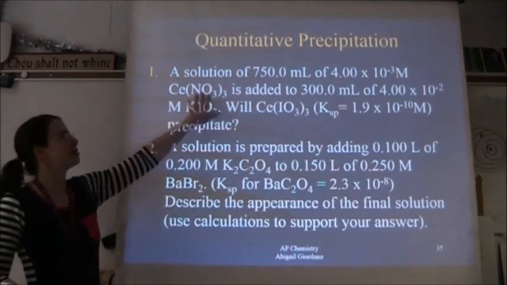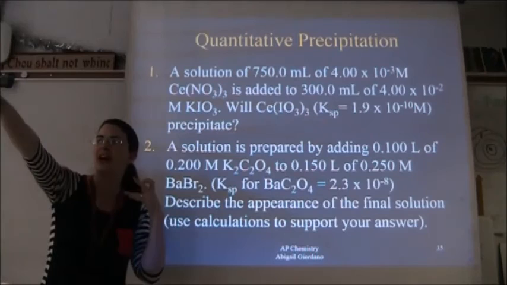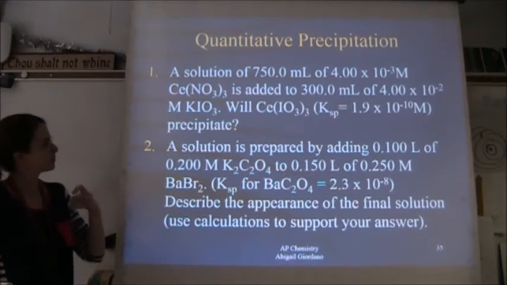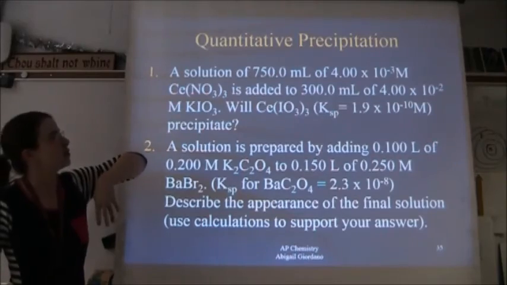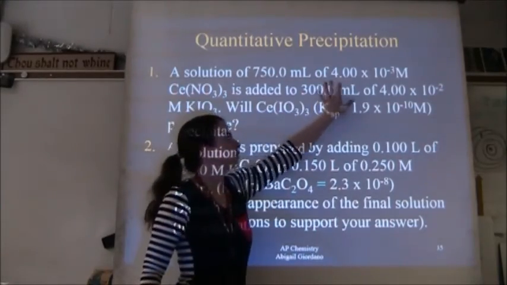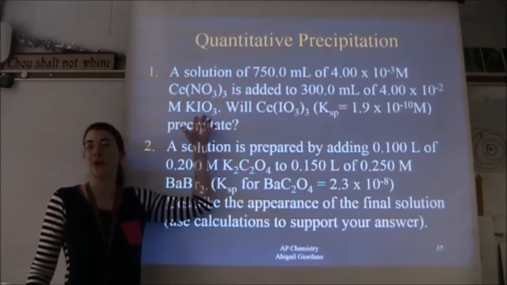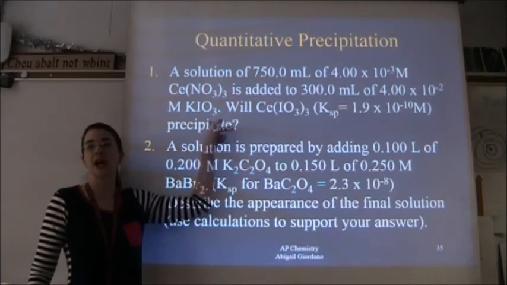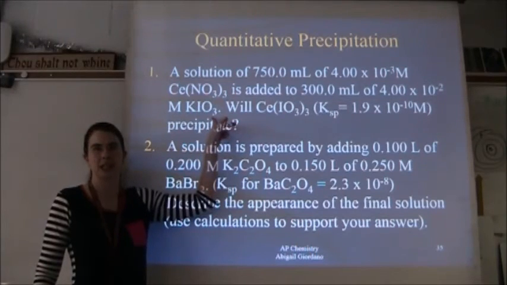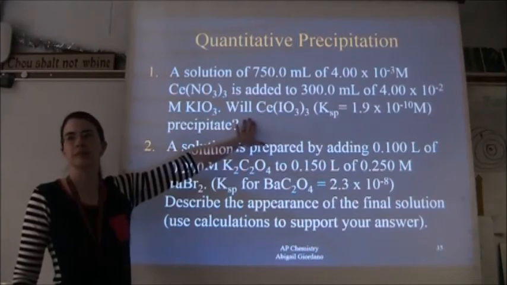Cerium. Cerium nitrate. That's an element we don't deal with a lot. It's down in the lanthanide elements, down at the bottom. Okay, this solution is added to this volume, this molarity. Here's another one you've maybe never seen before. Potassium, this is a polyatomic ion called iodate. Potassium iodate. And here's the question.